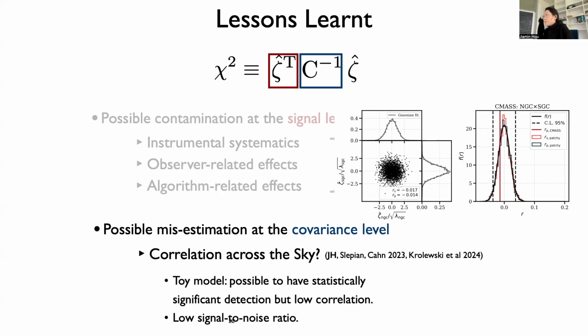And to address this, we proposed a toy model to explore how it might be possible to detect a statistically significant signal while still finding a very low cross-correlation. And this toy model suggested that we might be working in a relatively low signal-to-noise ratio region. And this year, Korlevsky et al. took this analysis a step further. They did a very careful analysis by splitting the sky, or the data, into smaller subpatches. And then depending on how you split and combine the data, they found the detection varies between 0 to 2.5 sigma. And they will be presenting these results at this workshop as well.